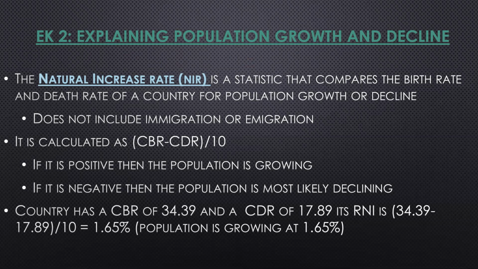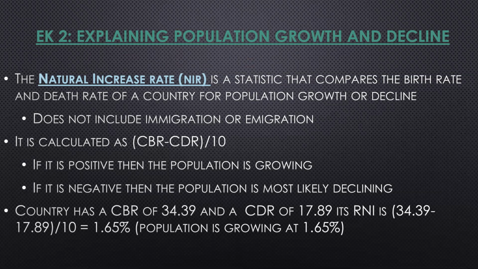Okay, so a country that has a CBR of 34.39 and a CDR of 17.8, right? Subtract those, divided by 10, right? You get this percentage, right? Population is growing at 1.65%. So globally speaking, the NIR peaked in 1963 at 2.2%, and it's been on decline ever since. Projections indicate that by the year 2100, right, in 80 years, it'll be at 0.1, right? So I mean, that's just looking at it globally.